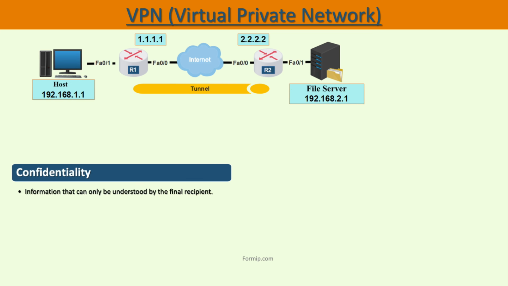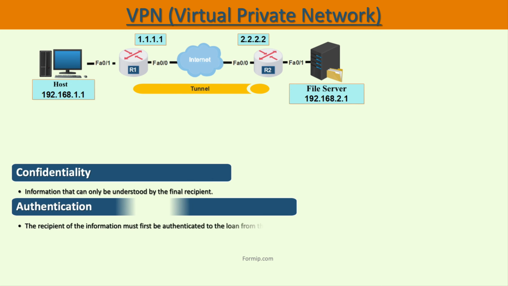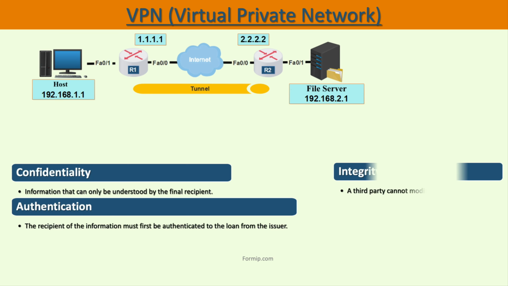This means that no one will be able to read the data you send because you can encrypt the traffic. We have authentication, which makes sure that the sender of the data is a legitimate device. For example, by setting up a password authentication method. We have integrity, which guarantees that no one has modified our data.